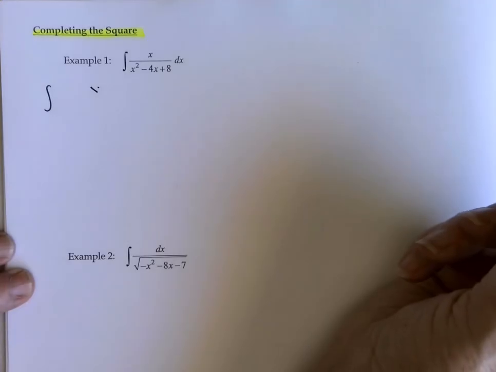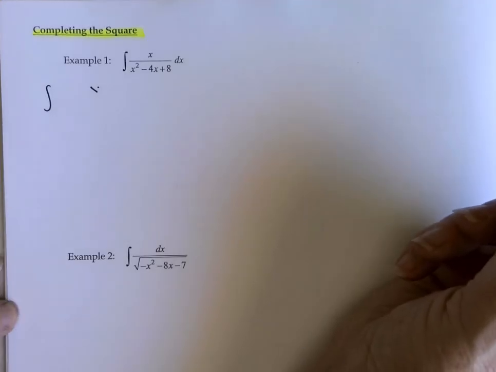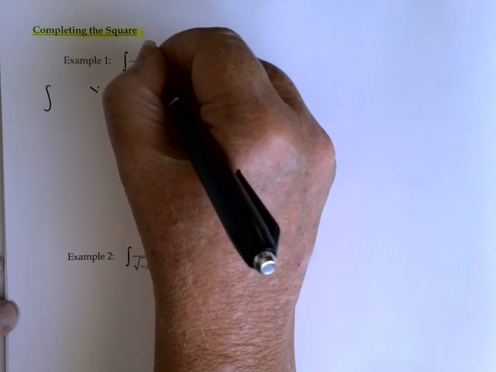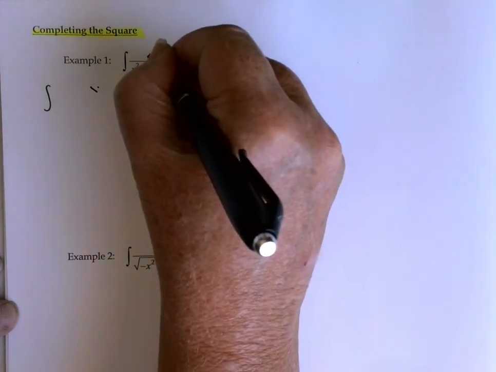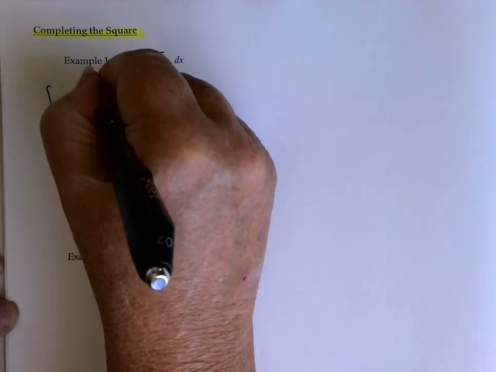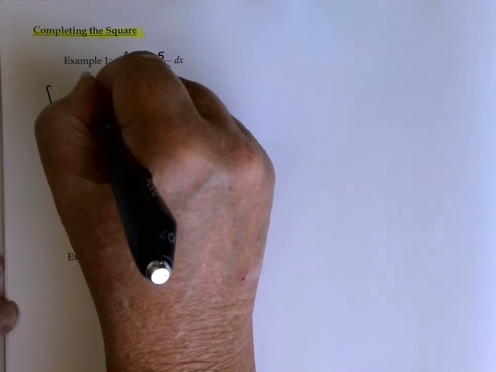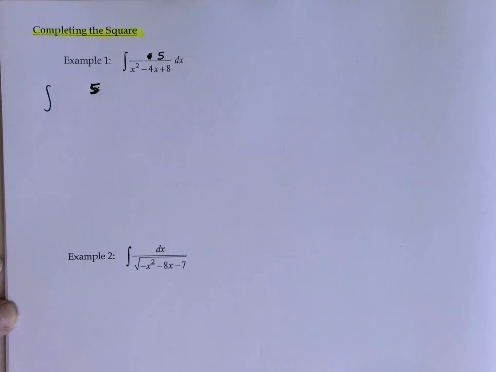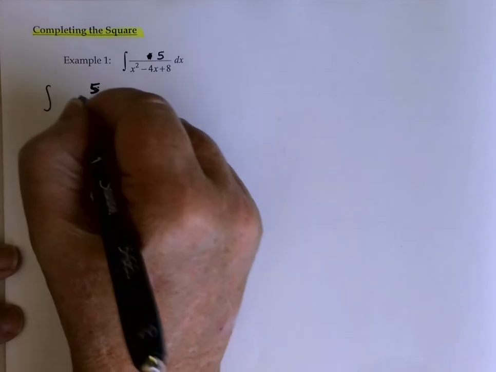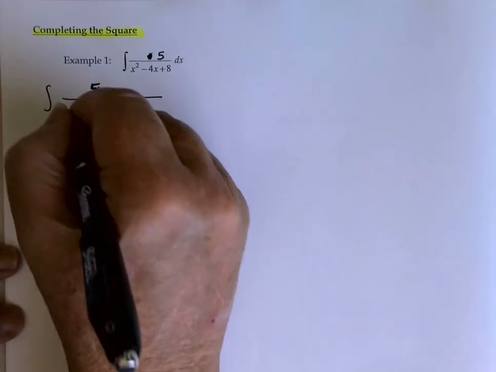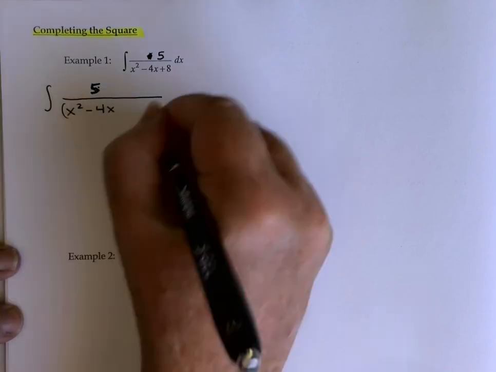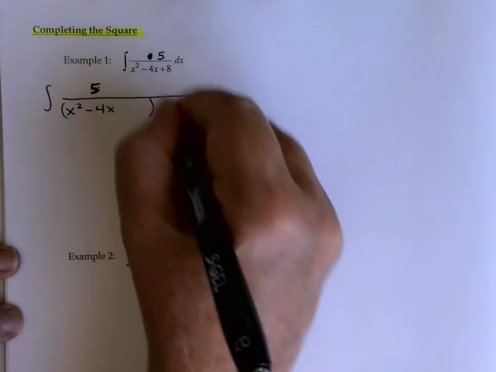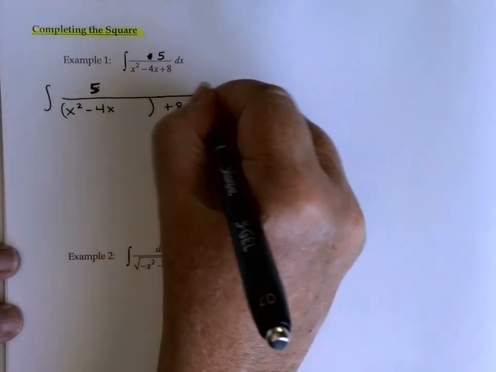You know what? I'm going to change this. Let's just put a constant on the top. I think I'm going to make that a 5. This one's going to be a little more than what I wanted to tackle quite yet. That'll make it a little better for us, I promise. The denominator right now is x squared minus 4x. I'll leave myself a little space to complete the square, and I'm going to put that plus 8 out here.